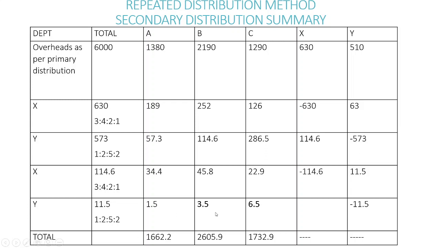In this case the 11.5 rupees of Y department is adjusted among the three production departments A, B and C as 1.5, 3.5 and 6.5, which are not the actual figures. Then find the total of all the columns. A department 1662.2, B department 2605.9, and C department 1732.9. So in this way the secondary distribution of overhead is done with the help of the repeated distribution method.